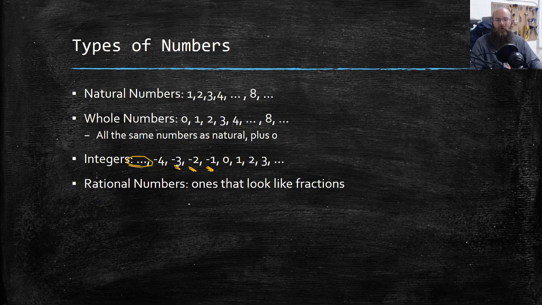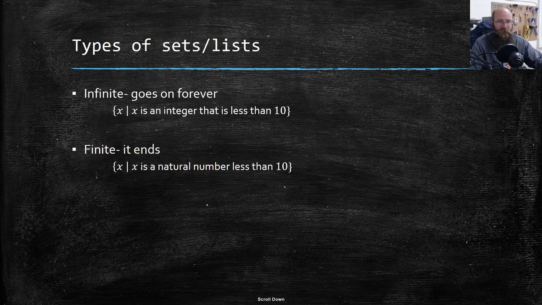Then rational numbers, it's just one that looks like a fraction or could be a fraction. That's all that is. So if you can type it into your calculator as a fraction, you're fine. If it has a square root in it, not rational. Let's go look at some examples.